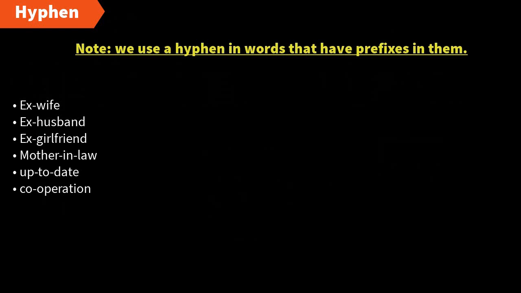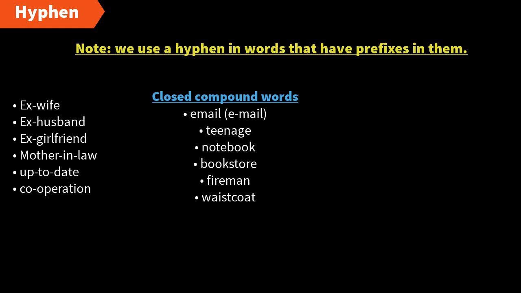And we also see these hyphens in some words that have prefixes in them, like ex-girlfriend, co-operation, like mother-in-law, up-to-date, like email, which has become a closed compound. Back in the days, we used to have a hyphen between e and mail, but now it has become a closed compound. That means the hyphen has been removed. So we say email, not e-mail, not teen-age, teenage, right? So that's one way to use it.